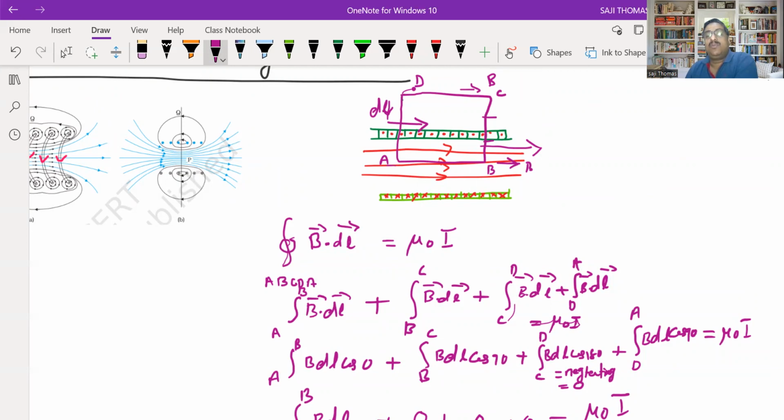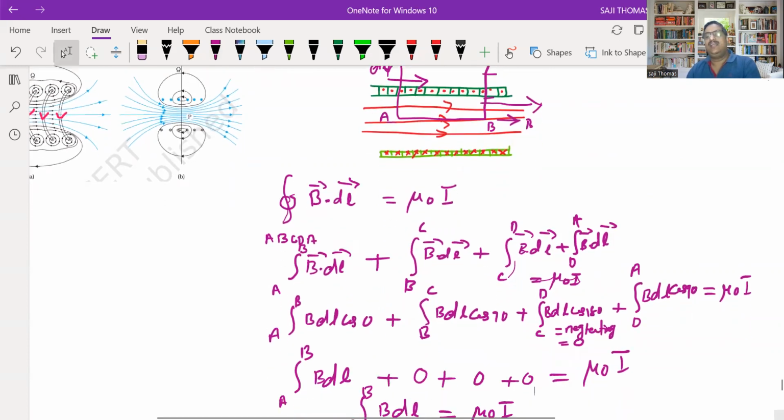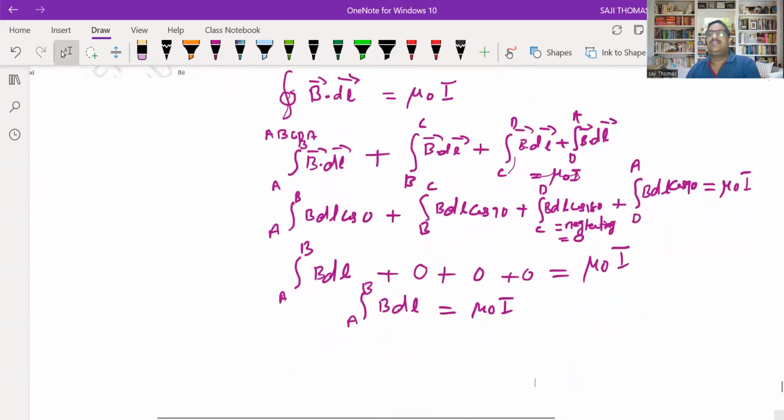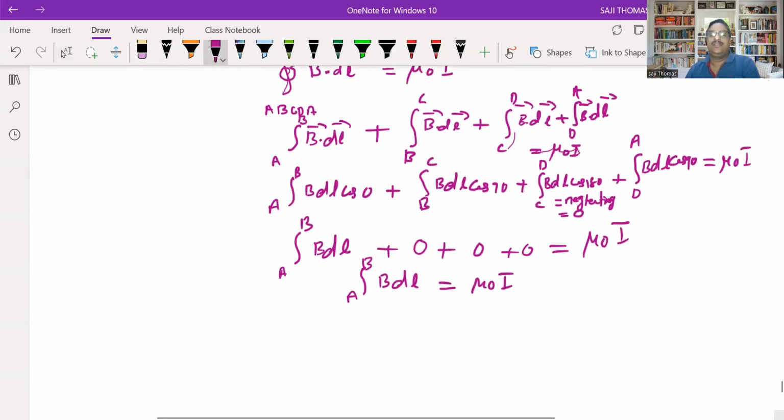If n is the number of turns per unit length, what will be the total current coming out? For each turn, current I comes out, right? So in a length L, how many turns are there? n into L, where small n is the number of turns per unit length. So we can find out the total current enclosed by the rectangular loop.